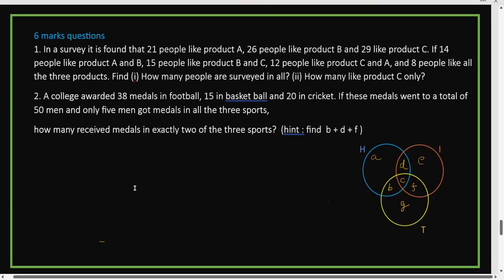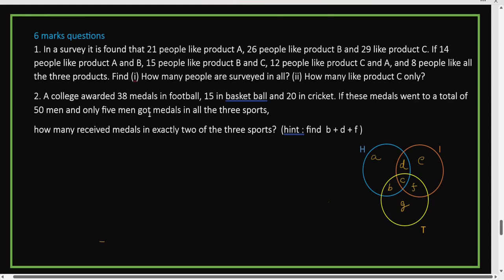Okay. Here we are seeing some 6 mark questions. This is another survey problem: 21 people like some product A, product B, product C. Some data is given. You have to find out how many people were surveyed in all, that means you have to find the universal set. How many people like product C only? Solve this with the help of the given data. If you don't get the answers, I will give you the answers. If you cannot solve them, leave a comment in the comment section, and I will try to address that.